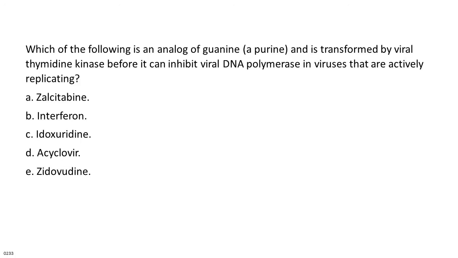Which of the following is an analog of guanine, a purine, and is transformed by viral thymidine kinase before it can inhibit viral DNA polymerase in viruses that are actively replicating? A. Zalcitabine. B. Interferon. C. Idoxuridine. D. Acyclovir. E. Zidovudine.